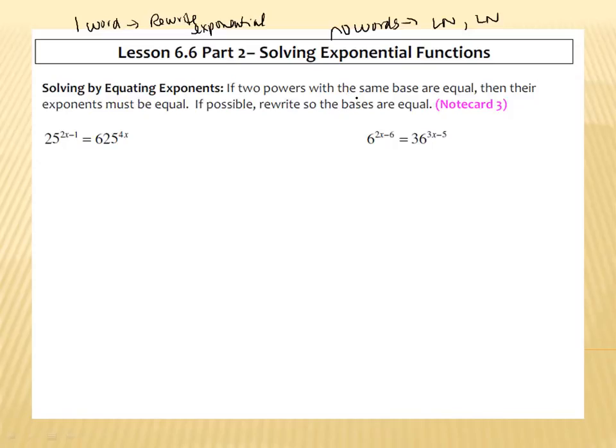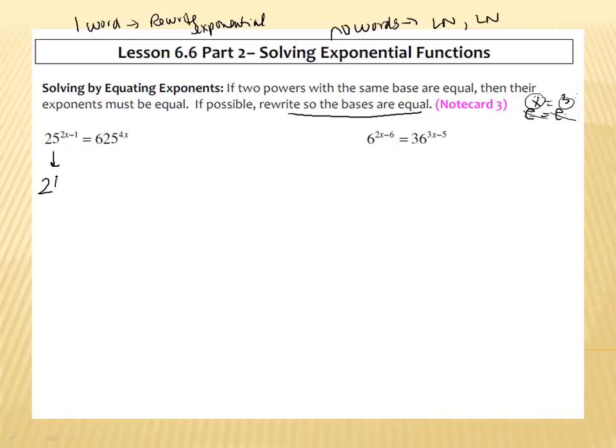If 2 powers with the same base are equal, then their exponents must be equal. Let's just talk about that for a second. We've had this on our quiz several times now. If I gave you this, if these bases are equal, then shouldn't these powers be equal? So the missing exponent would be whatever this is, because if these are equal, these have to be equal. That's in essence what we're going to do. We are going to rewrite it so the bases are equal.